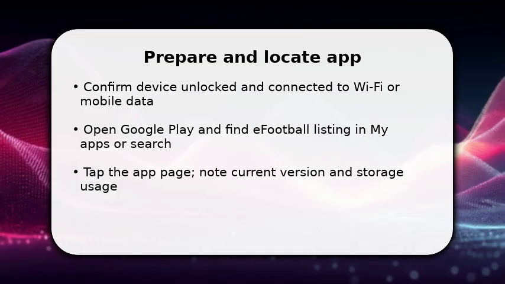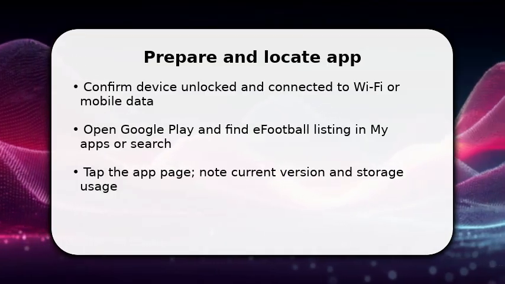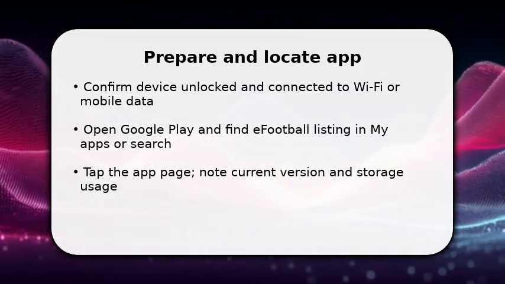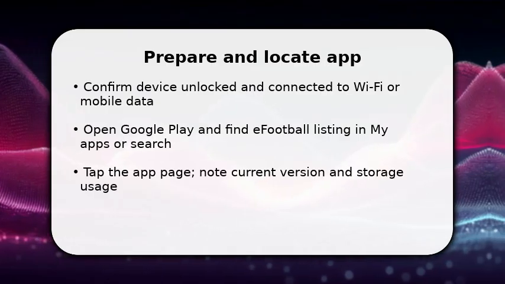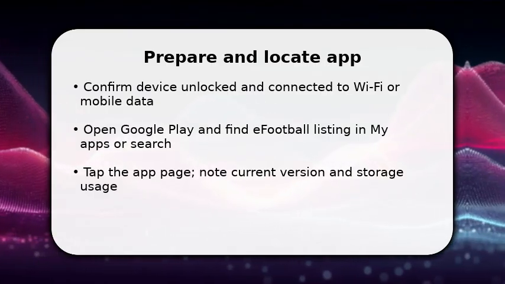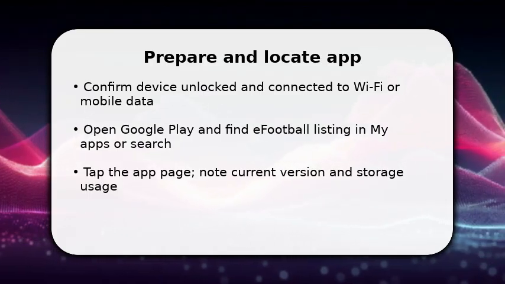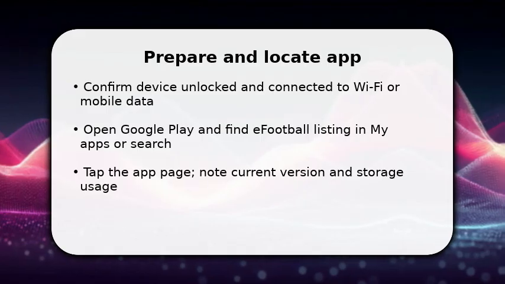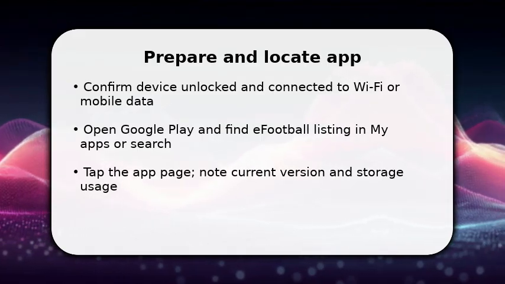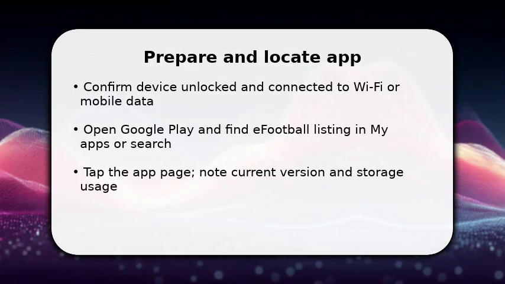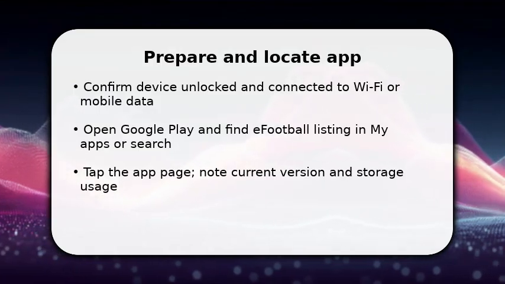You start by making sure your device is ready: unlocked, charged, and online. Open Google Play and go directly to the eFootball page. Don't browse elsewhere. Once there, check version and storage so you know what you're removing. Make sure you're signed into the same Google account that installed it. If you see Open or Update instead of Install, you're on the right app page.